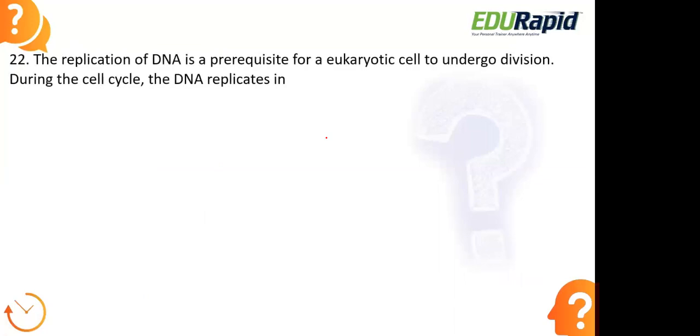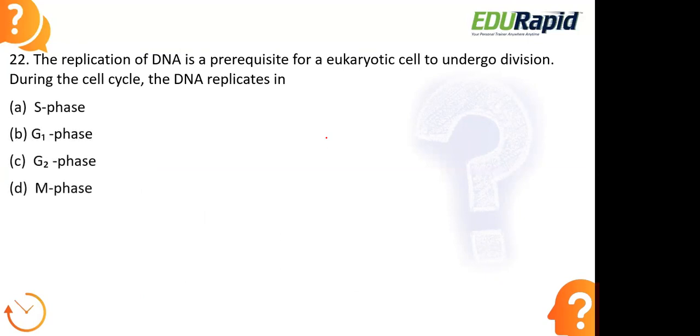Next question. The replication of DNA occurs when a cell is ready to undergo division. During the cell cycle, the DNA replicates in S phase, G1 phase, G2 phase, M phase.